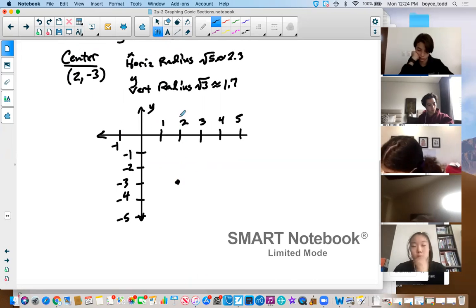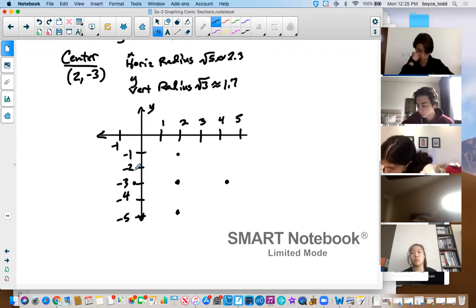If you're going to draw this by hand, you just need to think about, you're going to go 2.3 in the horizontal direction. So I'm going to go over 1, 2, 2.3 like that. And I'm going to go over 1, 2, 2.3 like that. And then when I go up, my vertical radius is going to be 1.7. So I'm going to go up 1.7 about here, right? And then down, I'm going to go down 1.7. So you can see the shape start to emerge.